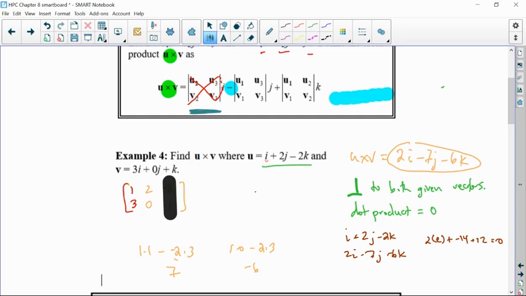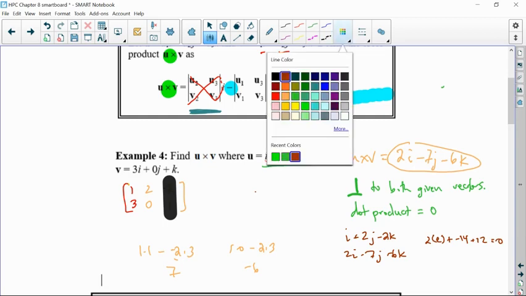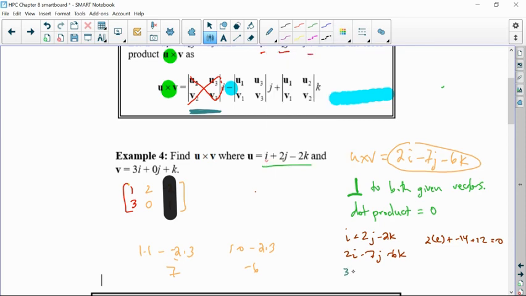Now, it probably should also be perpendicular to the other one, but just for good measure, so I can sleep tonight, take that other vector, 3i plus 0j plus k, and take our vector that we're claiming is a cross product, 2i minus 7j minus 6k.